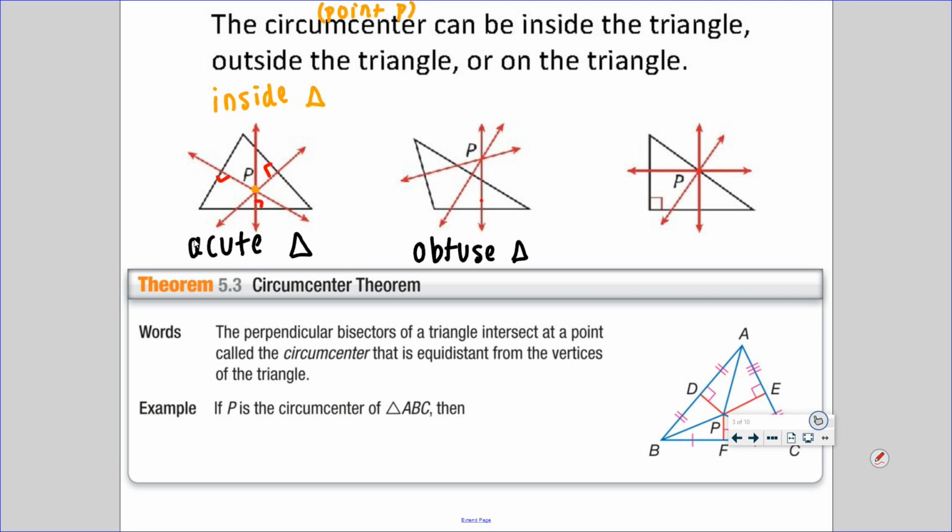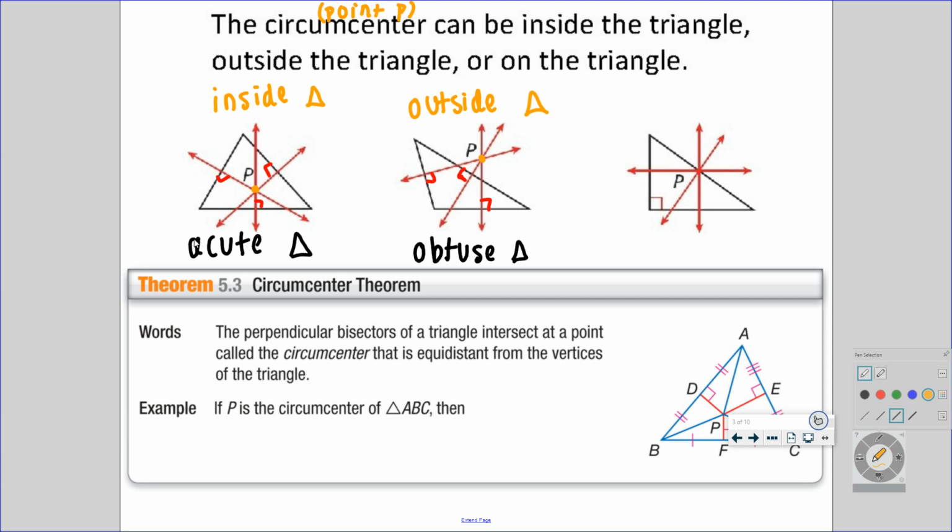So this one, here's a perpendicular bisector. Here's the long side perpendicular bisector. Here's this one. So where those three intersect actually takes place outside the circle, or not circle, sorry. Outside the triangle. On the exterior would be another way you could phrase that.